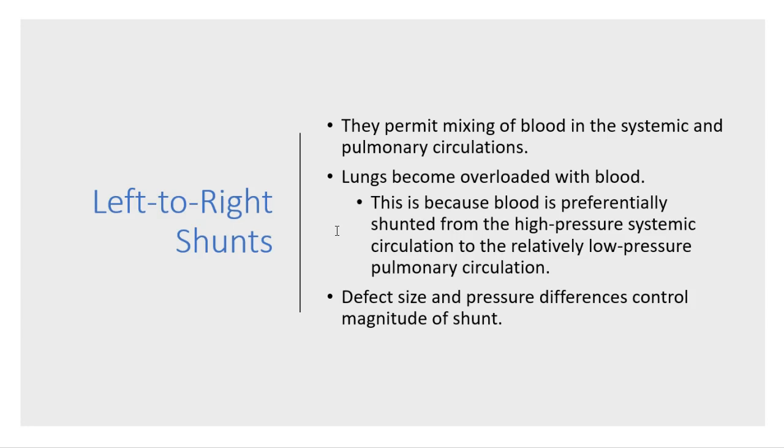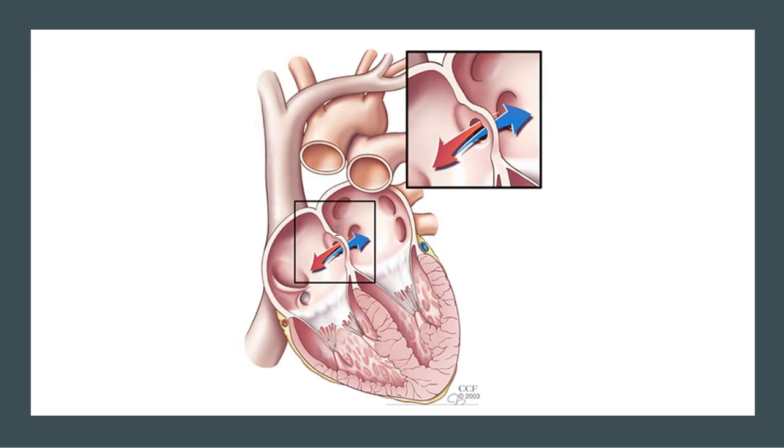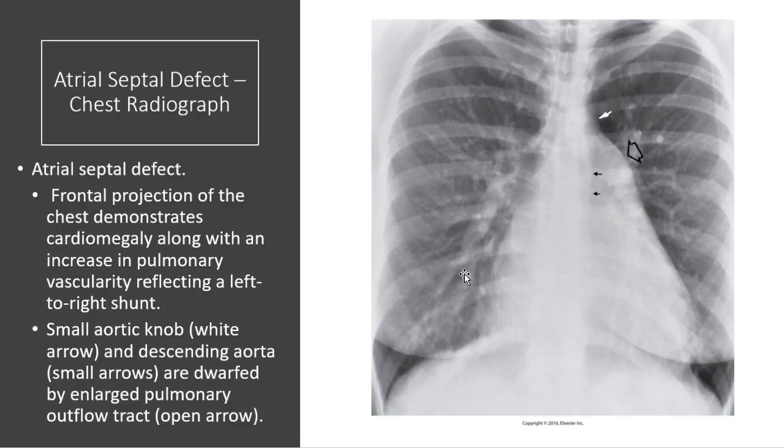The lungs become overloaded with blood. This is because the blood is preferentially shunted from the high pressure to the relatively low pressure of the pulmonary circulation. So the defect size and pressure differences control the magnitude of the shunt. Here's a picture of it, where you can see the hole where arterial and venous blood is mixing. On a chest radiograph, this is what we're looking for right here. Here's your knob, which is really small, and you can see this predominance in the hilum right there.